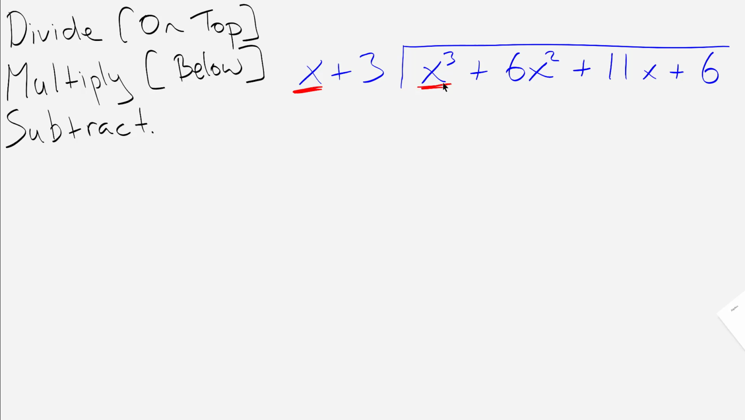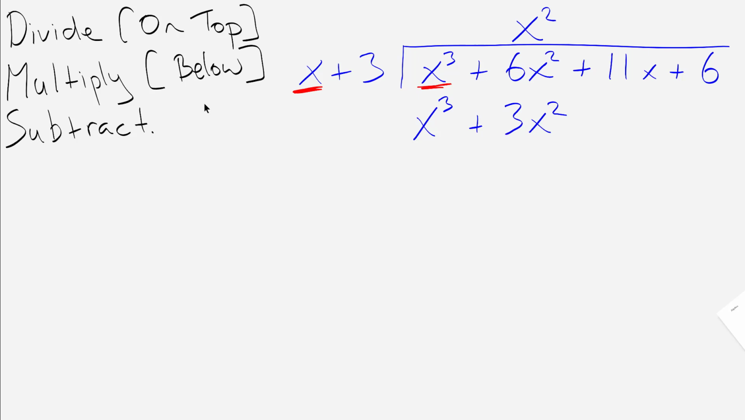So when I divide x into x cubed, the answer is x squared, and the answer goes on top. There's my x squared on top now. Then the next step is to multiply and put the answer below. What are we multiplying? We're multiplying what we have on top, the x squared, by the factor, x plus 3. So x squared times x is x cubed, and x squared times plus 3 is plus 3x squared. So that's the second stage done, multiplication and putting the answer below.